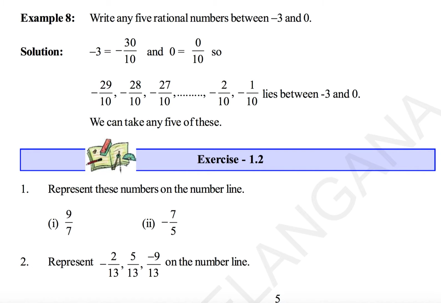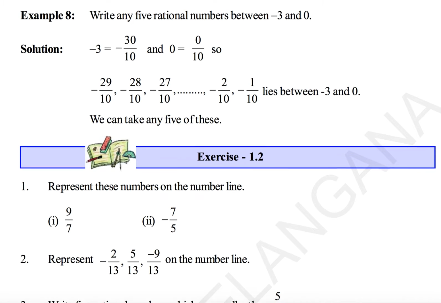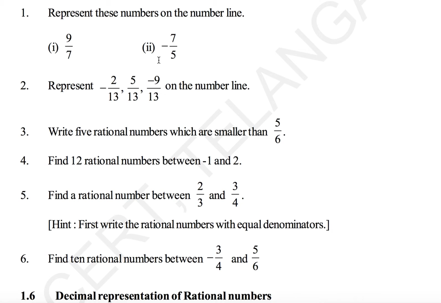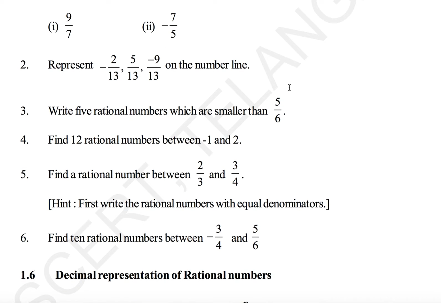Write any 5 rational numbers between minus 3 and 0. This is the example. You can write minus 3 as minus 30 by 10, and this is 0 by 10. You can write minus 29 by 10, minus 28 by 10, minus 27 by 10, minus 2 by 10, minus 1 by 10, which lie between minus 3 and 0. You can take any 5 out of these, or represent these numbers on a number line.